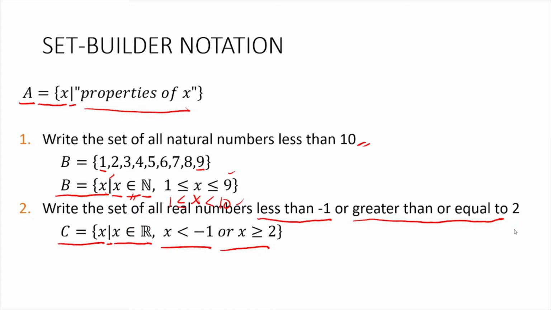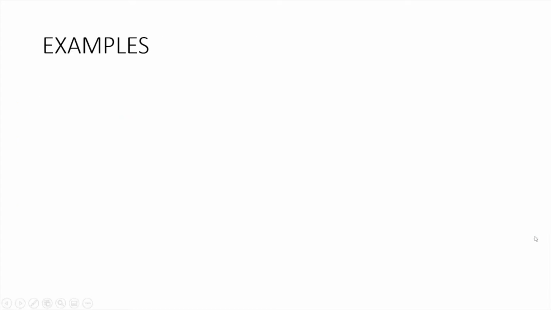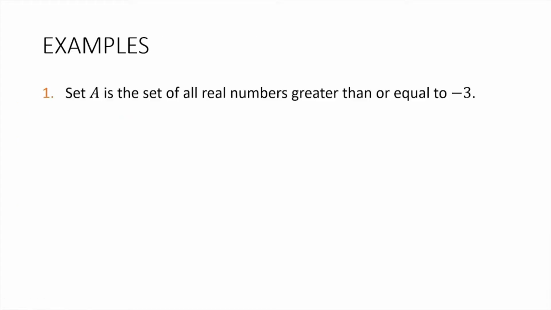Let's now work on some examples. Number 1, we are asked to write the set, in this case set A, which is the set of all real numbers greater than or equal to -3. I will be working on these examples by using a graph, interval notation, and set-builder notation. You can pause the video now and work on this example on your own, and then we'll check your answer later on.